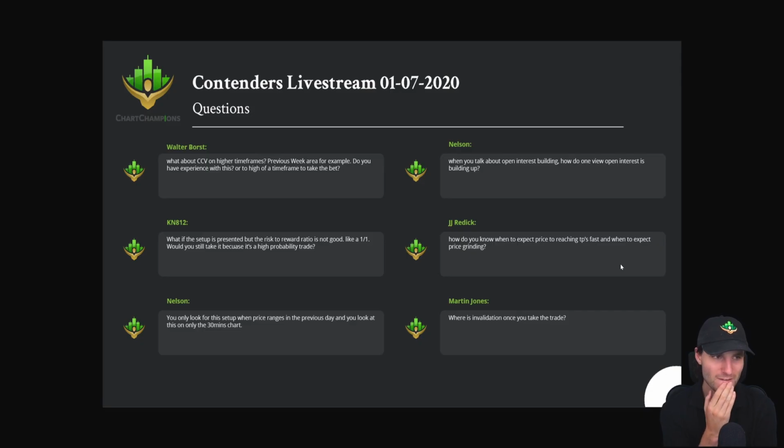Just like this setup, I know when to take it and when not to take it. Some people might use this setup and have a 0% win rate because they don't know when to take it and when not to. Again, it's context dependent.